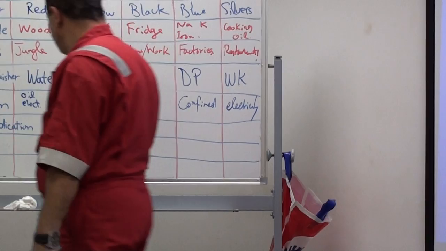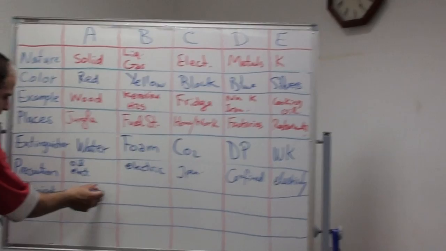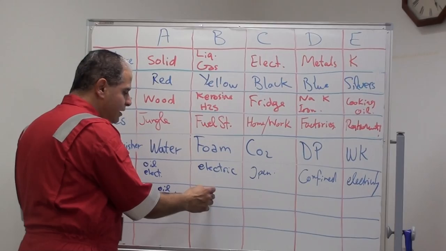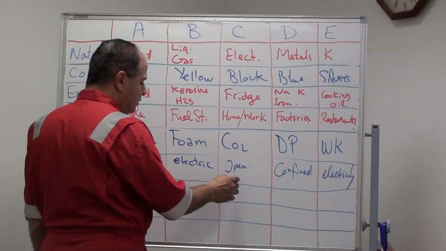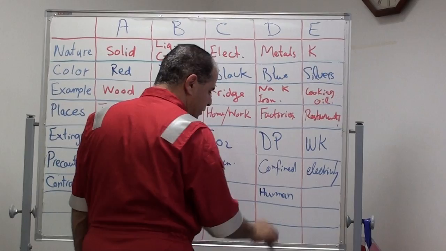Contraindication. In which situation should we not use water? Of course, with the oil, with the electricity. In which situation should we not use foam? Again, with electricity. In which situation should we not use CO2? In the open places. In which situation should we not use dry powder? In the confined spaces and also on the human. You don't use dry powder on the human.